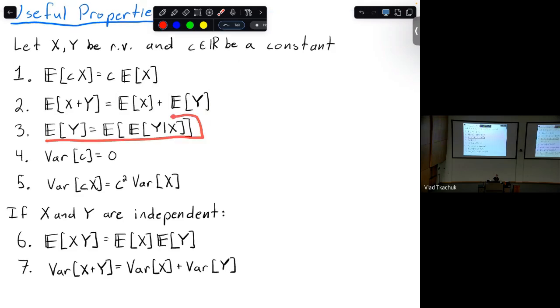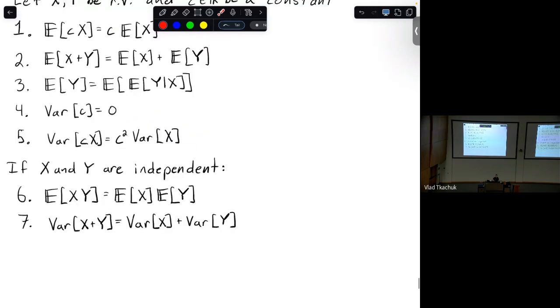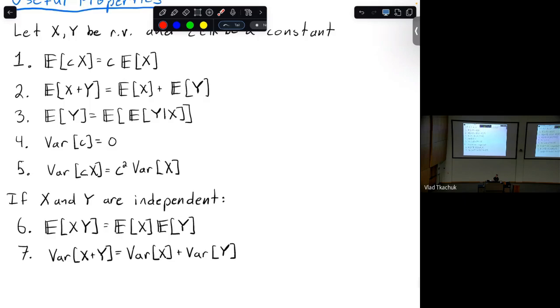This one's more tricky. I don't even think we ever use it, but I'll leave it for people who want to work it out. If we do see it, I'll talk about it then. But it turns out the expected value of y is the same as the expected value of the expected value of y given x.